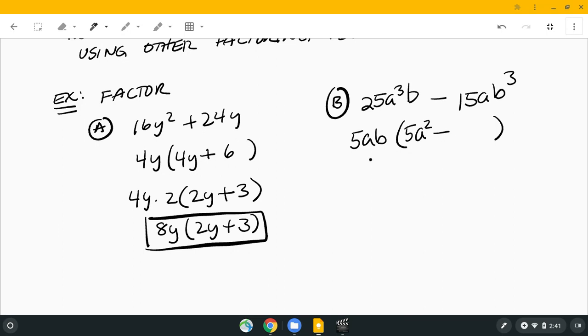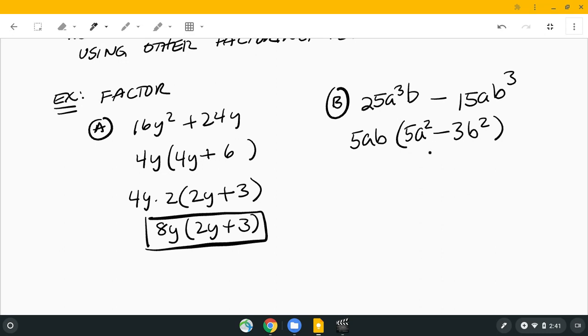Okay, and then over here, 5 times what is 15? 3. We have 1a here, and we only need 1a, so we don't need any more a's. I have b here, but I need 3, so I need b squared to make b cubed. B times b squared is b cubed. Okay, and again, you can check, multiply, you get 15ab cubed.